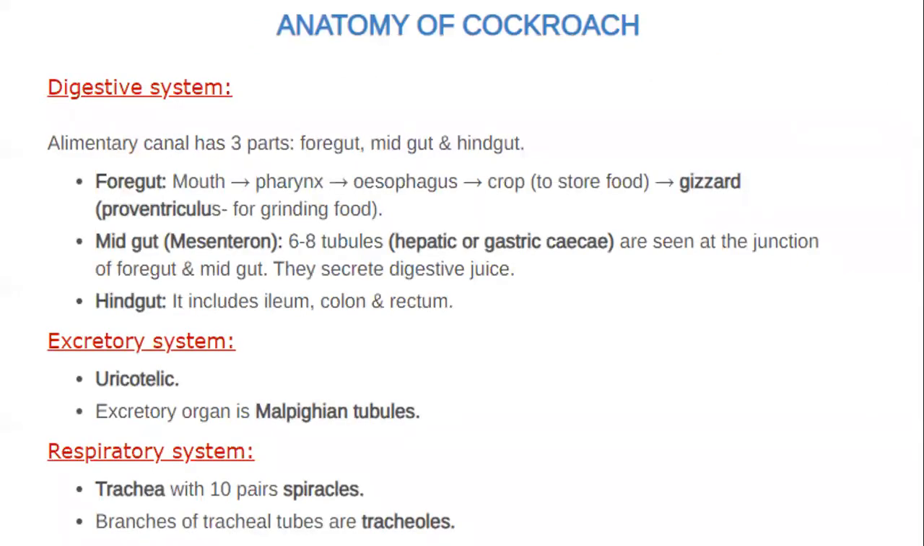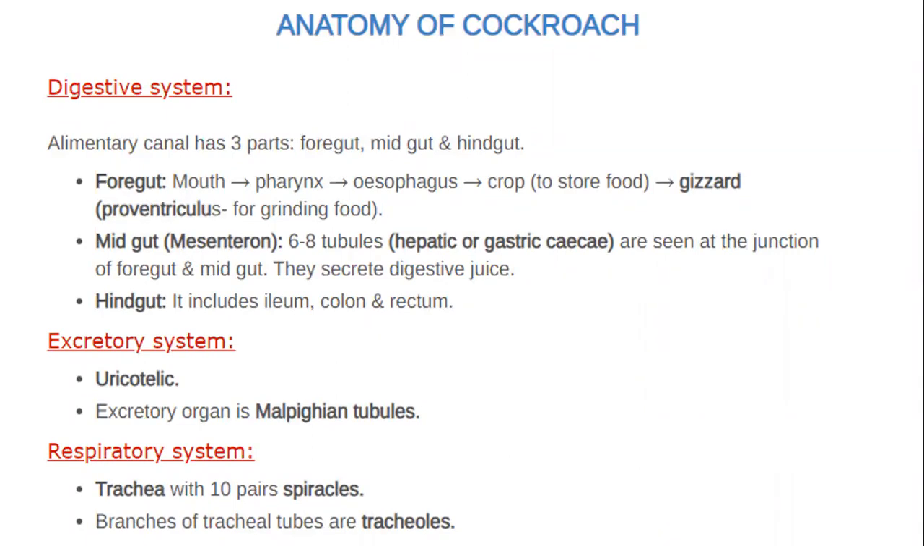Then anatomy of cockroach. Digestive system. The alimentary canal has three parts: foregut, midgut, and hindgut. Foregut: mouth to pharynx, to esophagus, to crop, that is to store food, and to gizzard, that is for grinding food, or proventriculus. Midgut, that is mesenteron, has 6 to 8 tubules, that is hepatic or gastric caeca, seen at the junction of foregut and midgut, and they secrete digestive juice. Hindgut includes ileum, colon, and rectum.